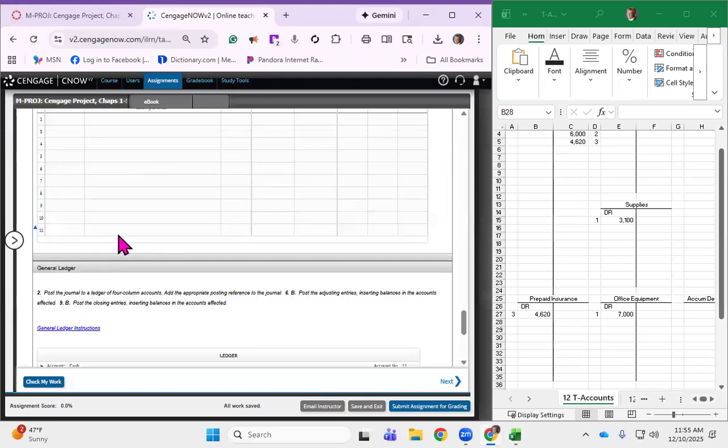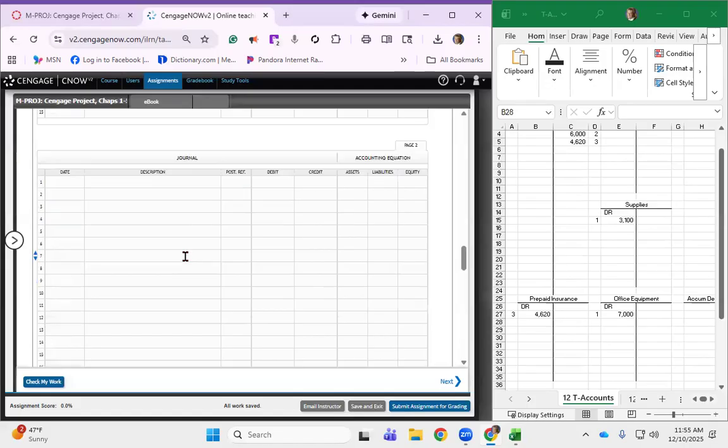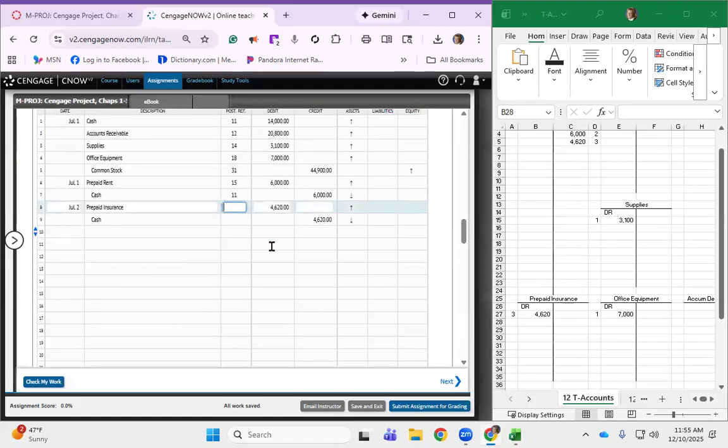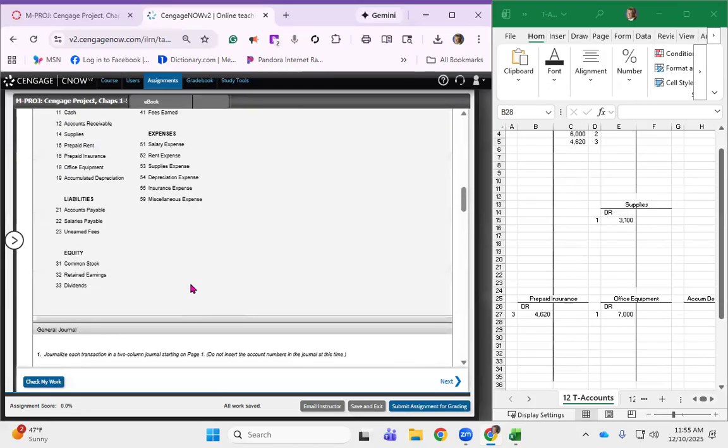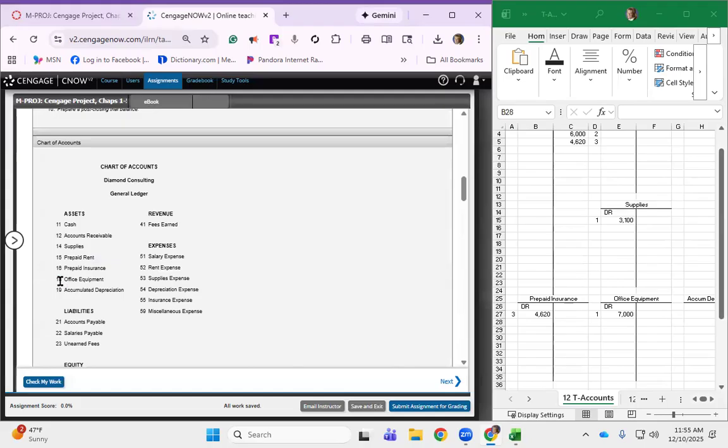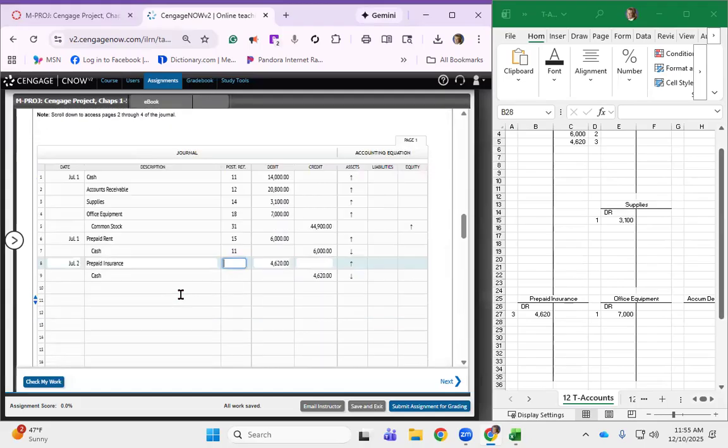Close it, and now let's go post reference our entry. So prepaid insurance is 16, and cash is 11. Okay, that's our last step to prove that we're finished with a transaction, is to post the references.